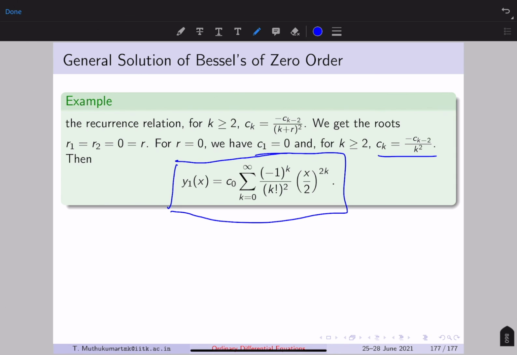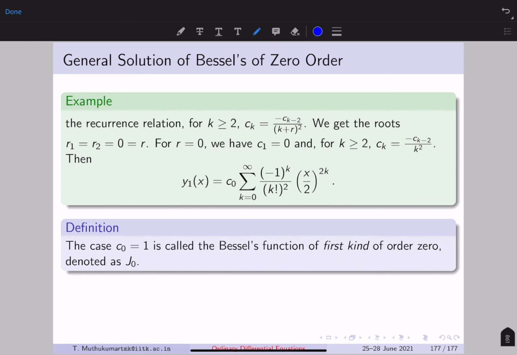Now, what is the other solution? So you need to find a linearly independent solution, right? So just a definition at this stage here. This is a very special class. As you see, it is actually a power series here, right? So this is a very special class of function which is called the Bessel's function of first kind of order 0, and it's denoted by J0. This series, when you put C0 equal to 1, whatever you have here, this is the Bessel's function of first kind of 0 order, right? Because the equation that we started with is a 0 order equation. So the y1 that you obtained here is the Bessel's function of first kind, and the special notation for this function is J0. Now you need to find the linearly independent function corresponding to this y1, right?